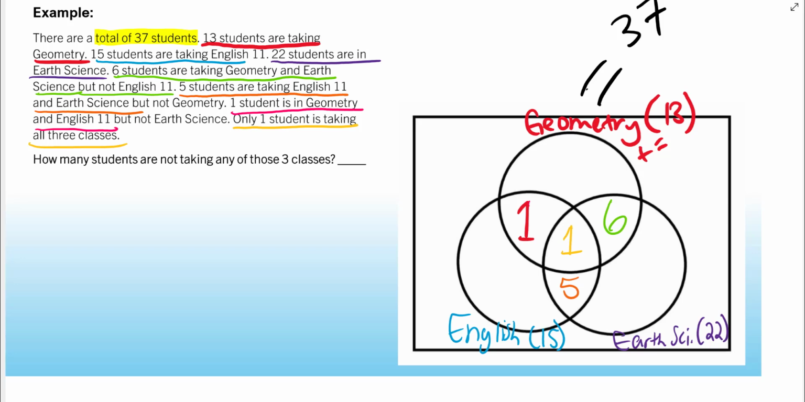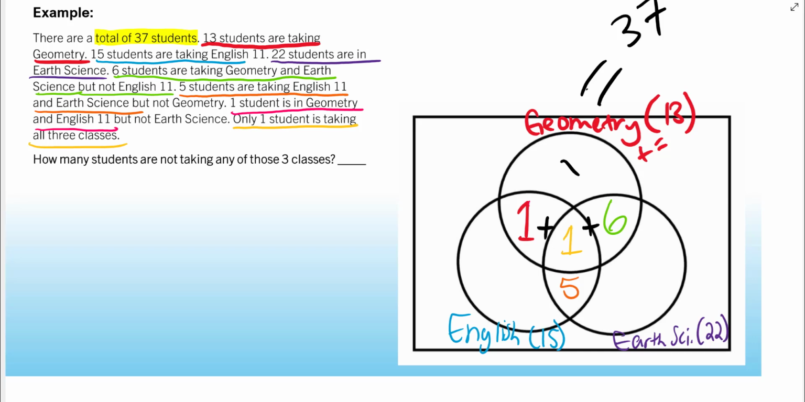Now we just have to solve for the missing parts. Ahora necesitamos resolver para las secciones que no tienen un número. For example, geometry needs to add to 13. Geometría, este círculo necesitamos sumar a 13. Right now I have 1 plus 1 plus 6. Ahora tenemos 1 más 1 más 6. That is 8. Así significa 8. How many more do we need to get to 13?